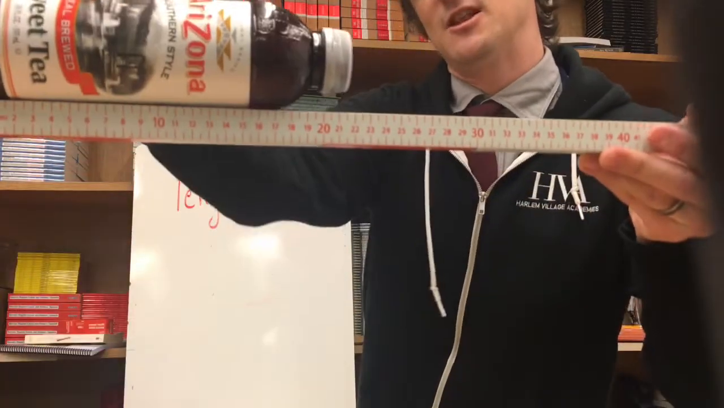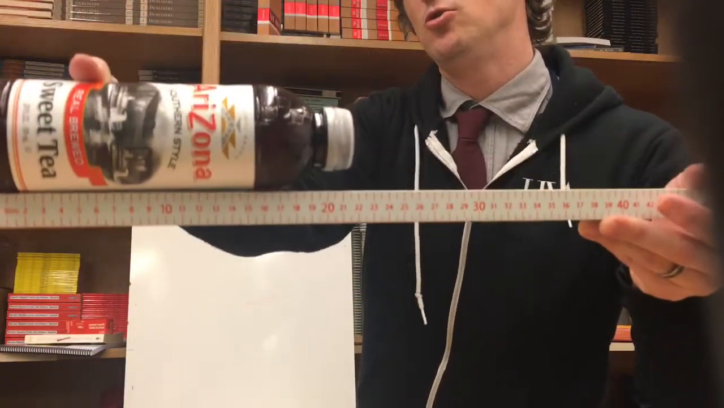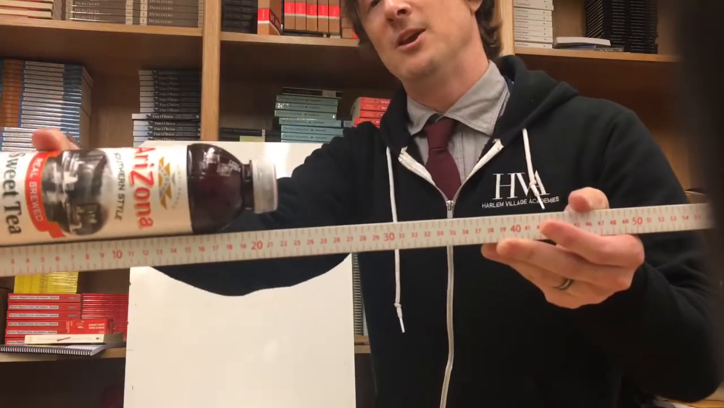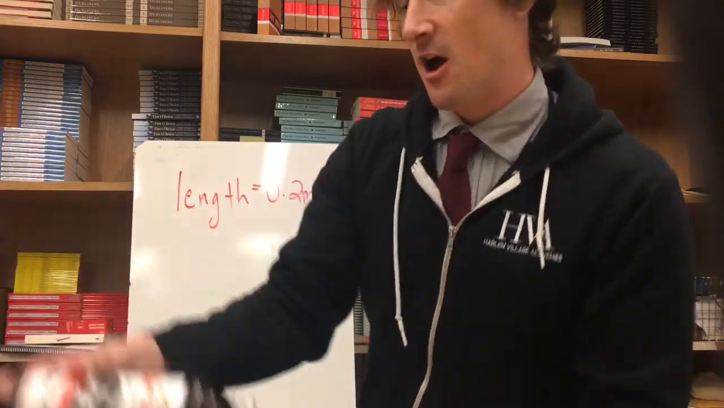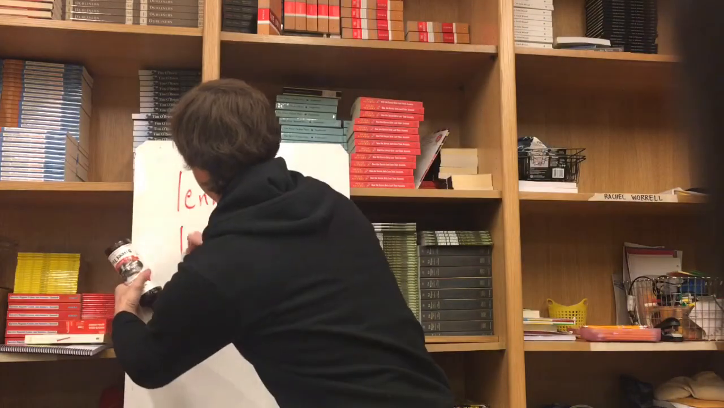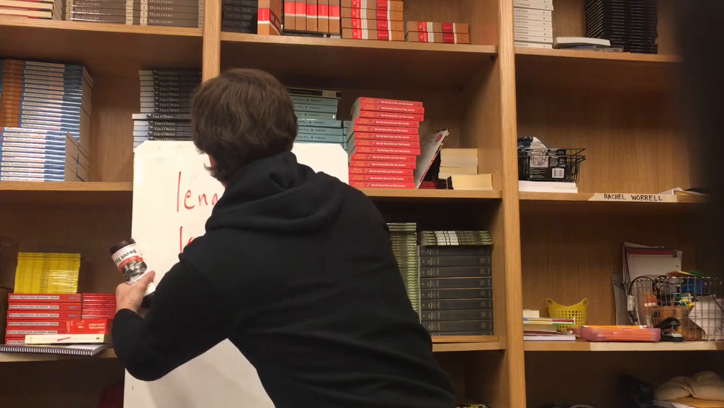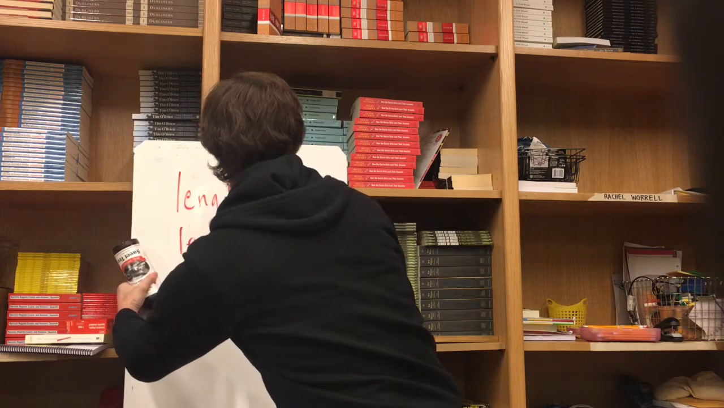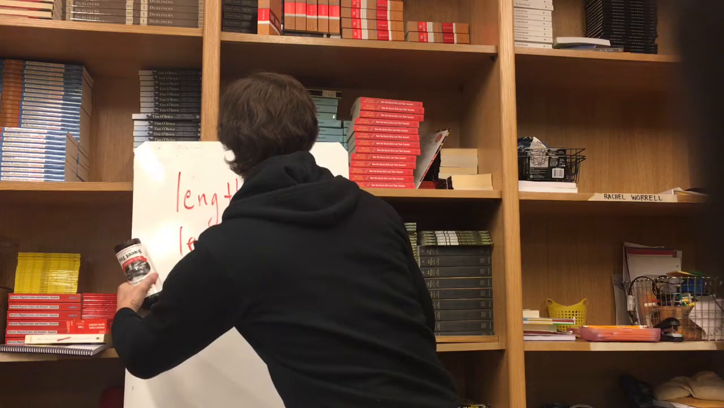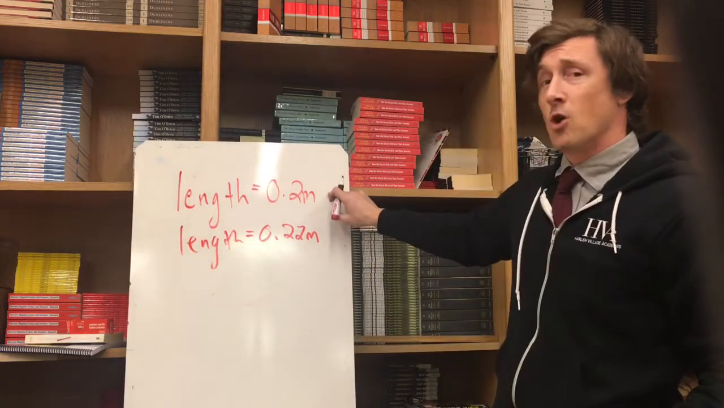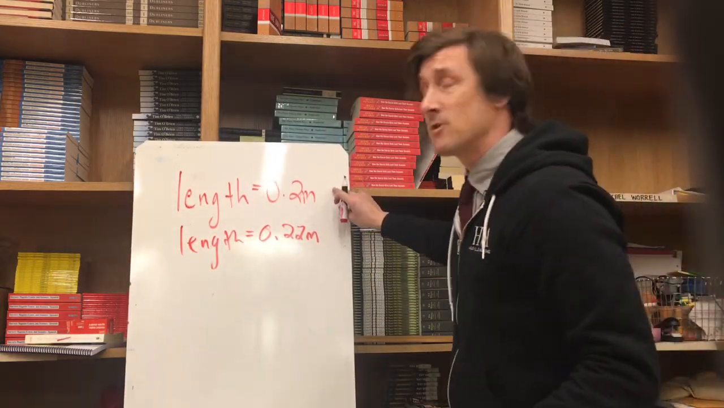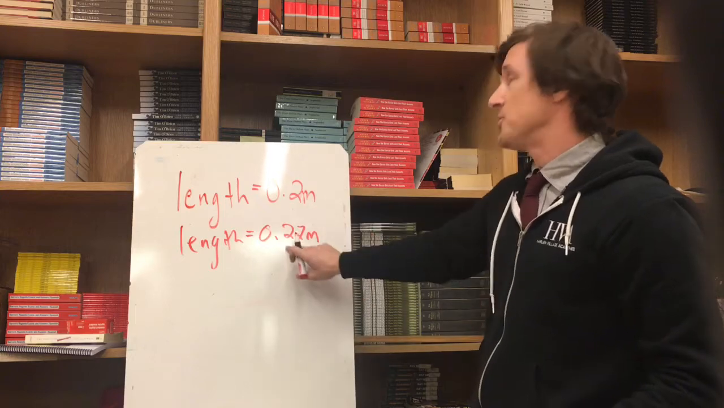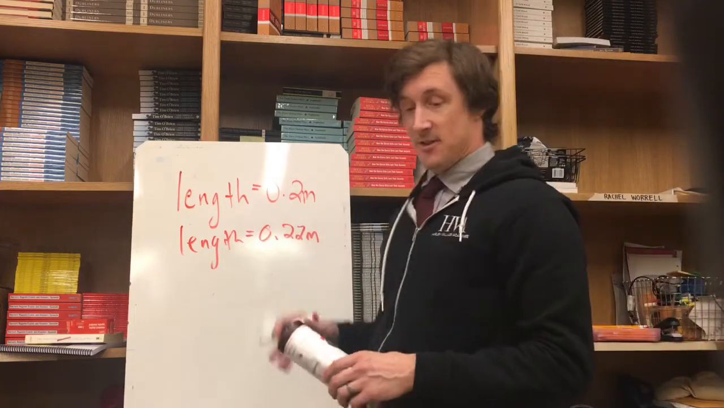I can say that the length of the bottle is 0.22 meters. It is 22 hundredths of a meter. So I could also write down length equals 0.22 meters. This number isn't wrong. It's not inaccurate. Both of these numbers are accurate, but this number is more precise than that number.